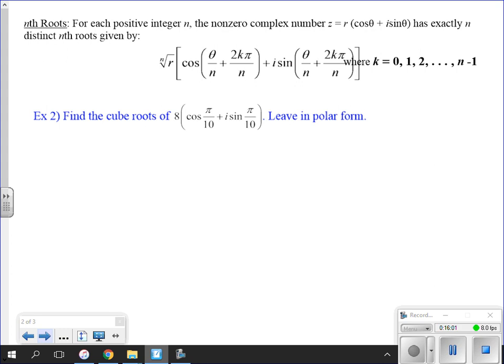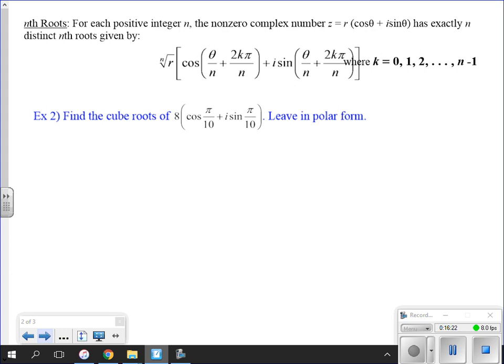Now, we're going to leave all of these answers on this one in polar form, but we will not be doing that on the next example. This one, we'll leave them in polar form. But you're going to have 3 distinct answers if you do a cube root, our example here.